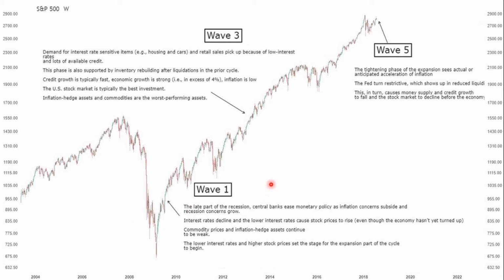Using Elliott wave, because Elliott wave is all about emotions in the market, I've marked off the characteristics of a typical wave one. It's actually the late part of a recession, this part here, where prices start to rally. This is when central banks become more accommodative, they reduce interest rates, maybe even ease, and inflation concerns start to subside. So when the interest rate declines, the lower interest rate causes stock prices to rise.